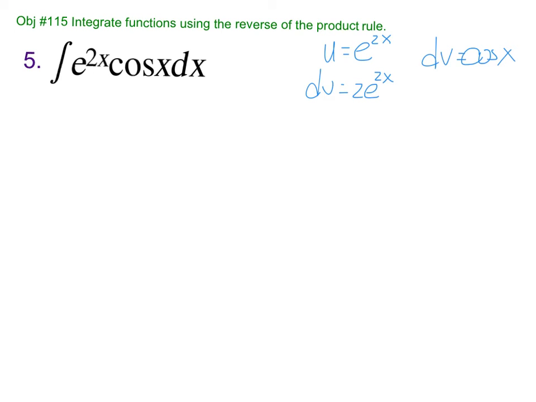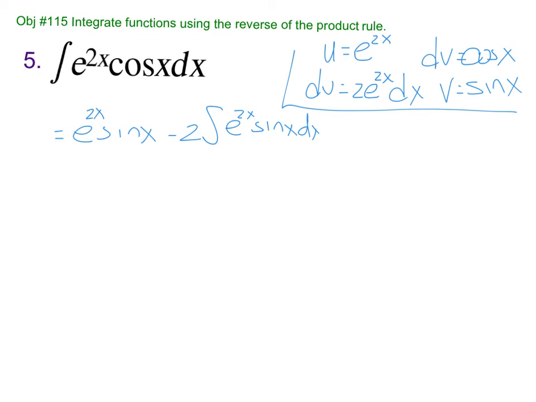So derivative of e to the 2x is 2e to the 2x. Antiderivative of cosine is sine. All right, so we get e to the 2x sine x minus, I'm going to pull that 2 out front, the integral of e to the 2x sine x dx. I dropped my dx again.